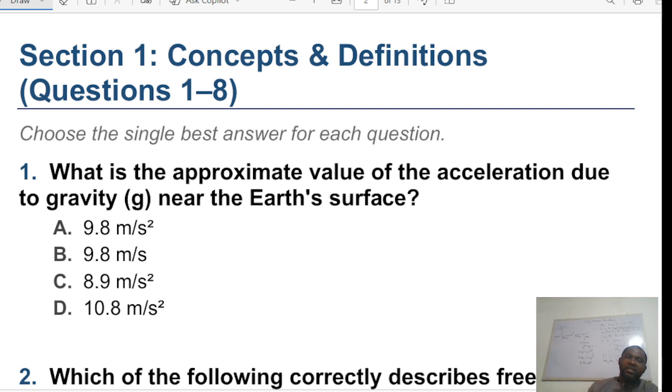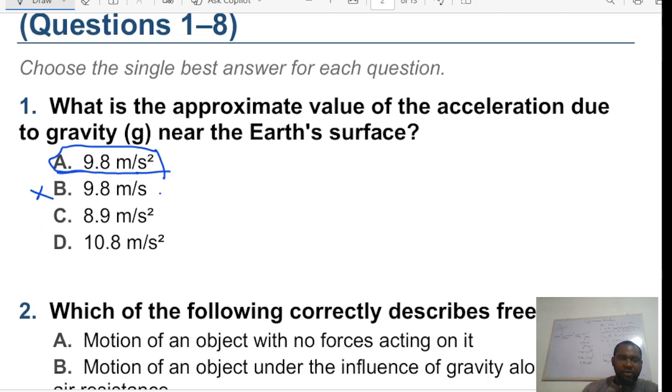It says, what is the approximate value of the acceleration due to gravity near the Earth's surface? Now, the approximate value is 9.8 meter per second square. It's also important for you to know that the unit for acceleration is meter per second square, not meter per second. So that's what makes B wrong. Acceleration is measured in meter per second square.